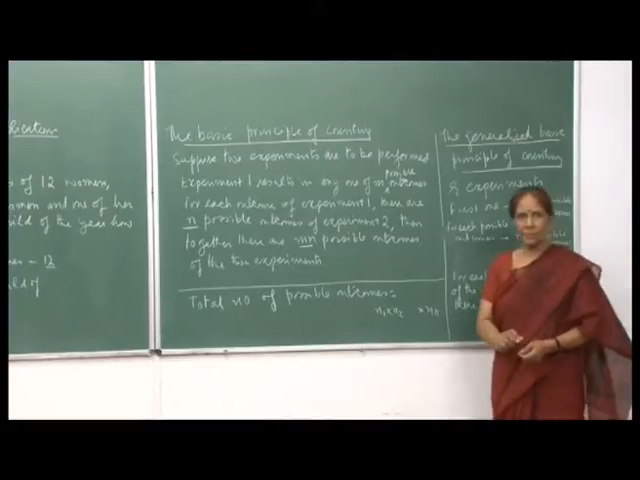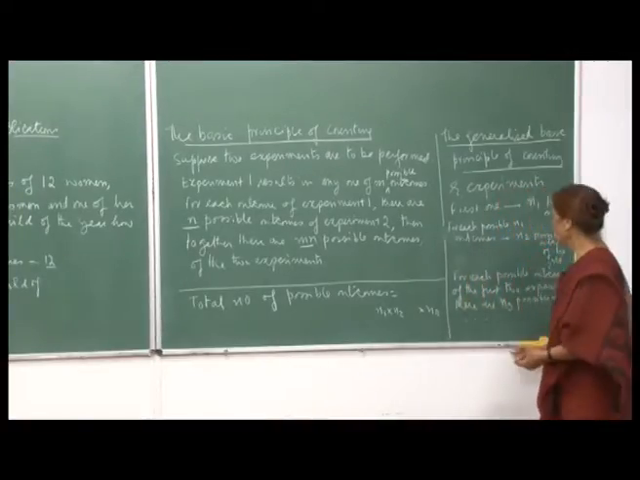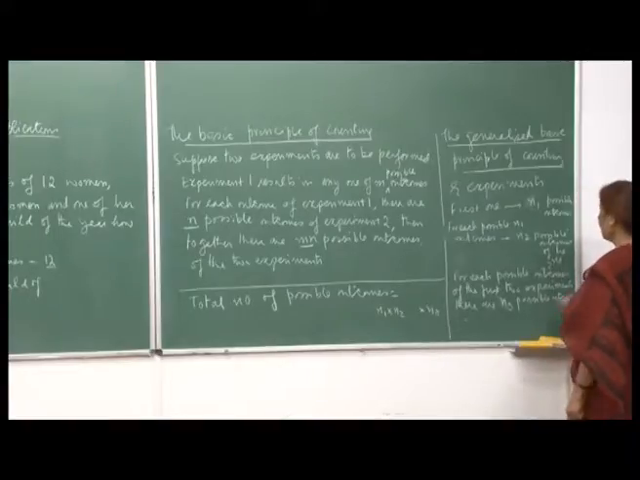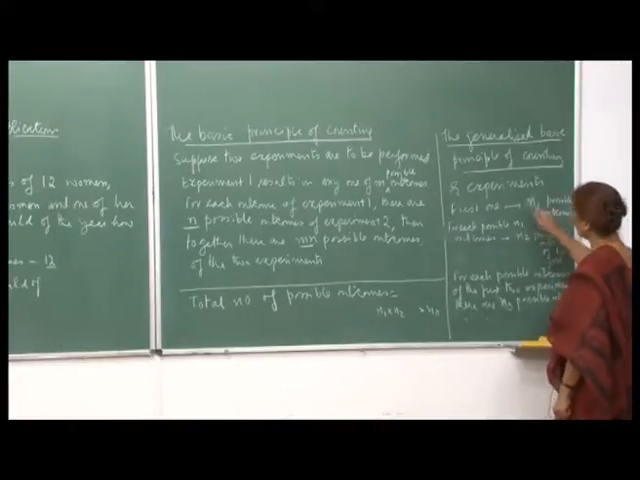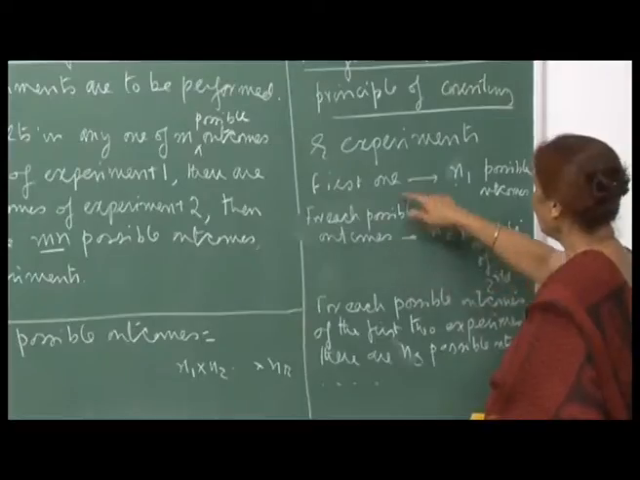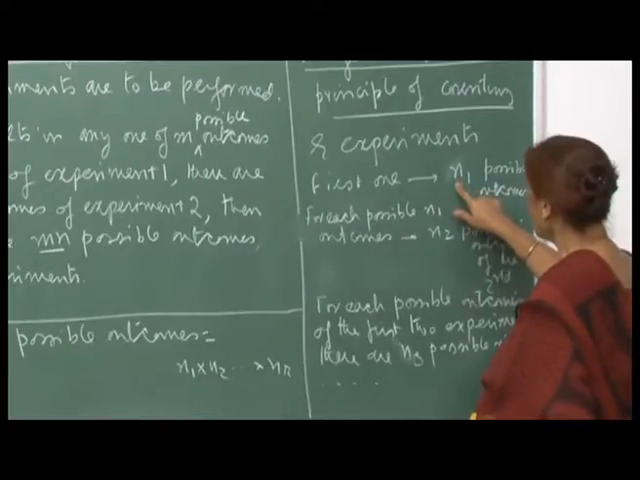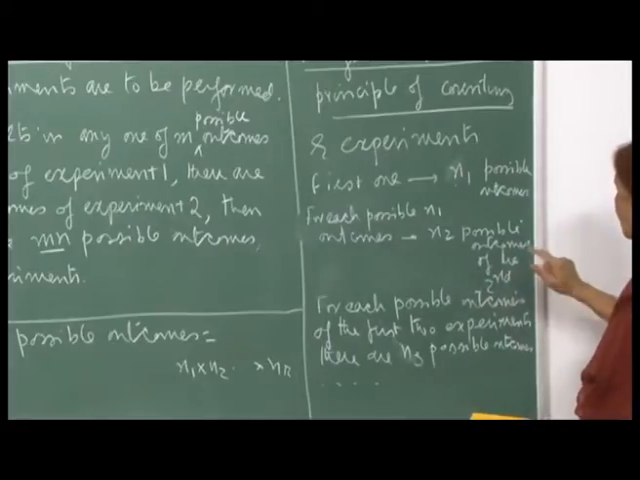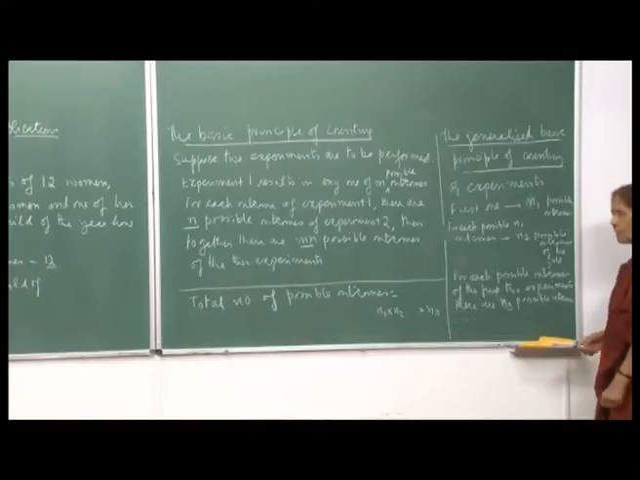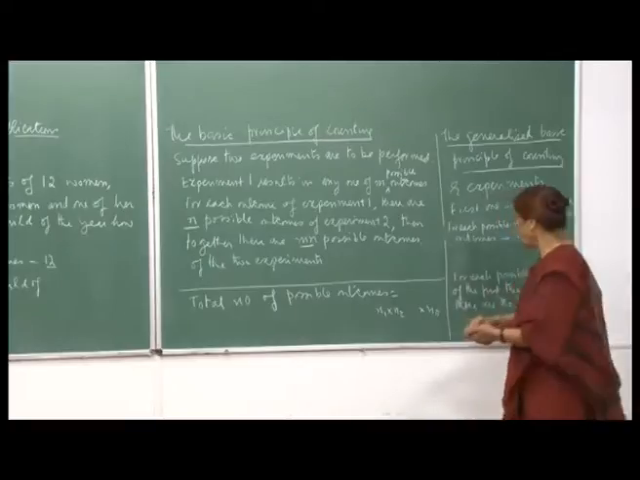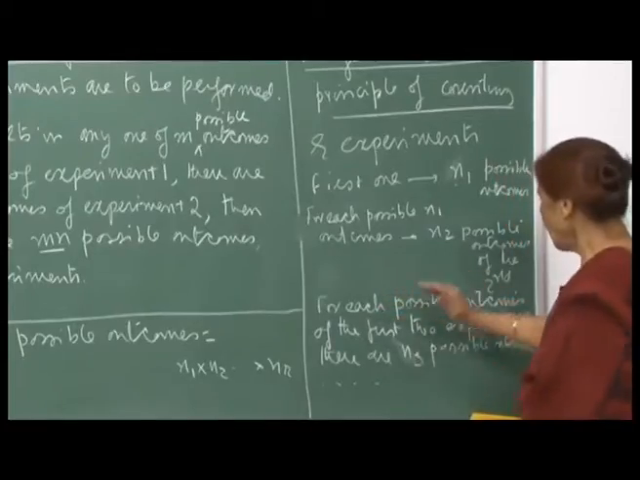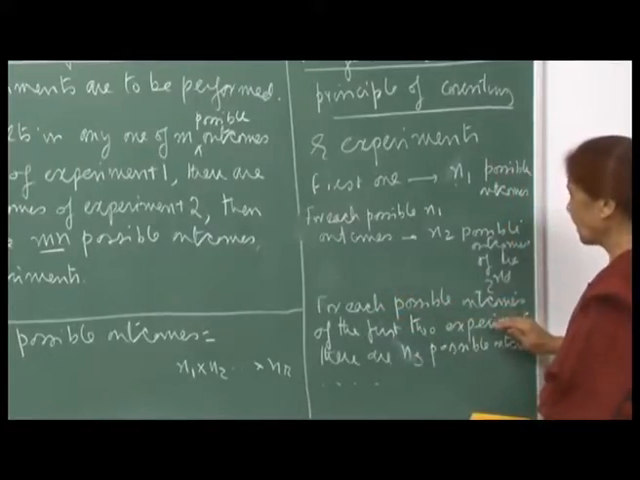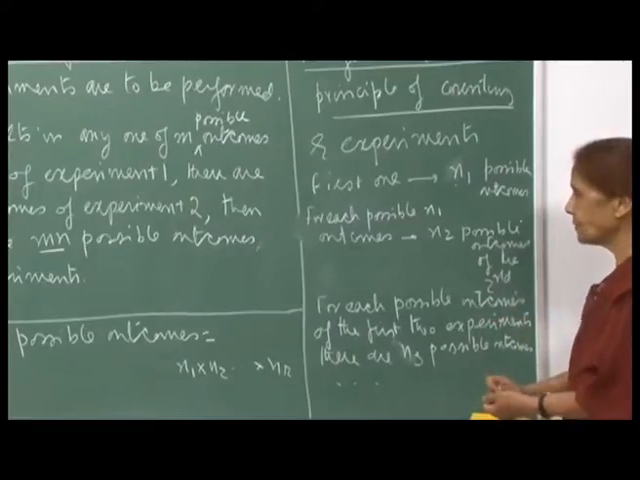Okay. So, the first experiment results in n 1 possible outcomes. Now, for each possible n 1 outcome of the first experiment, there are n 2 possible outcomes of the second experiment. And then the third stage we will count for each possible outcome of the first two experiments, because two experiments have taken place.